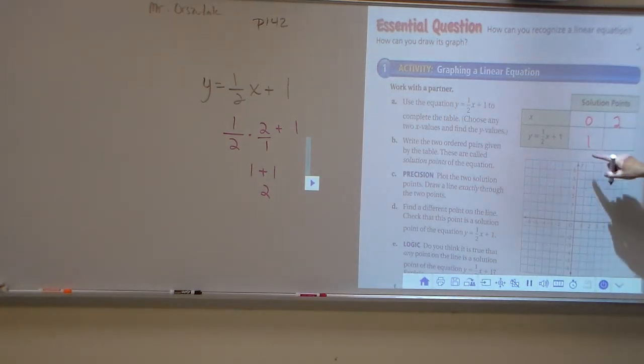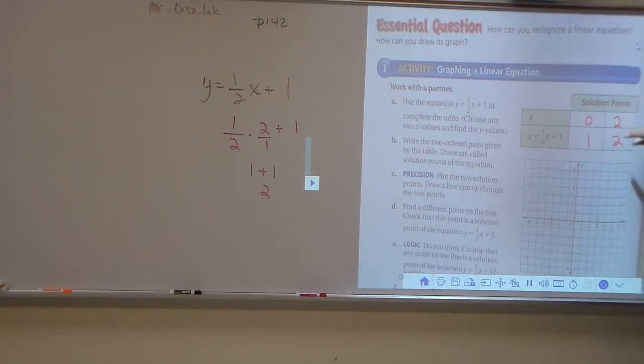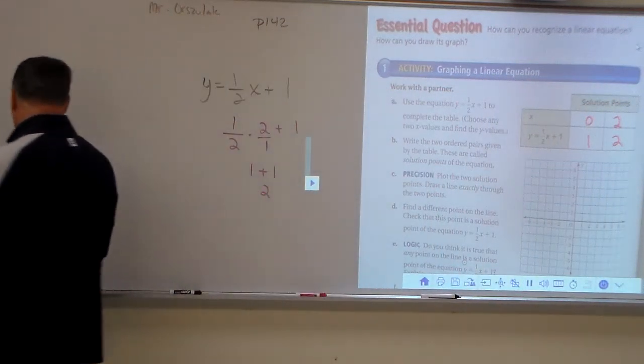And for my y value, I've got 1 plus 1, which is 2. So I plugged in a 2, and I got a 2. It says write these two ordered pairs given by the table. They're called solution points. So here's our solutions. I could actually write those as what's called a set of ordered pairs.